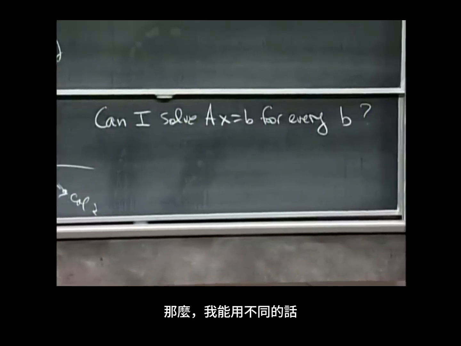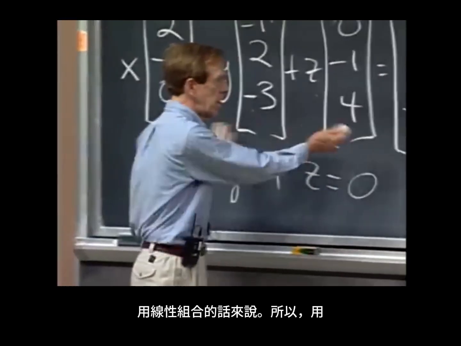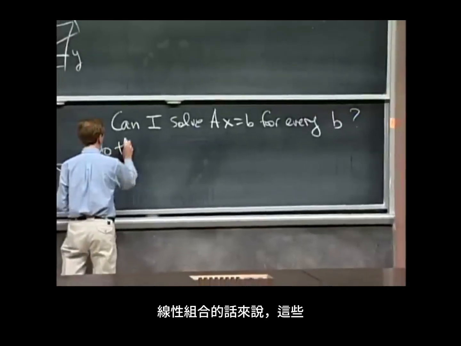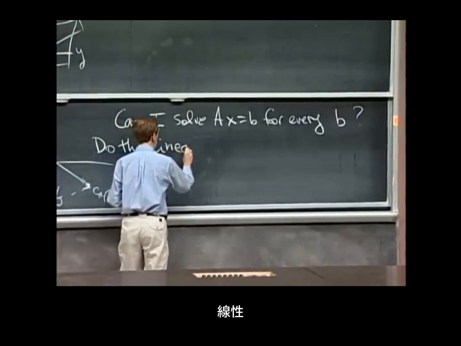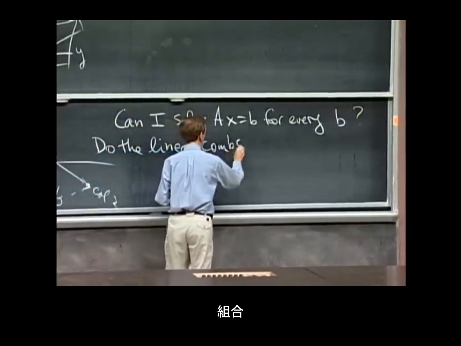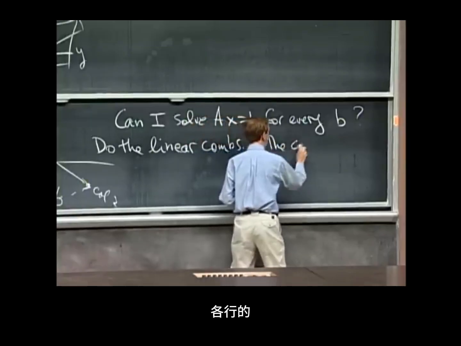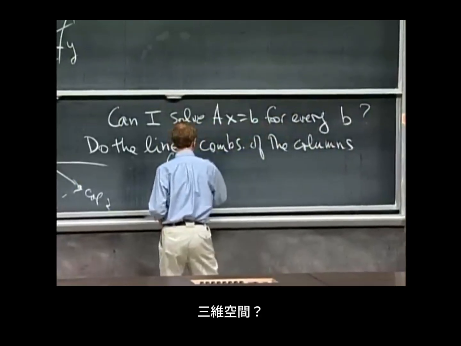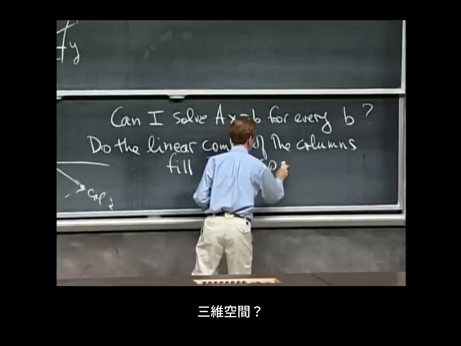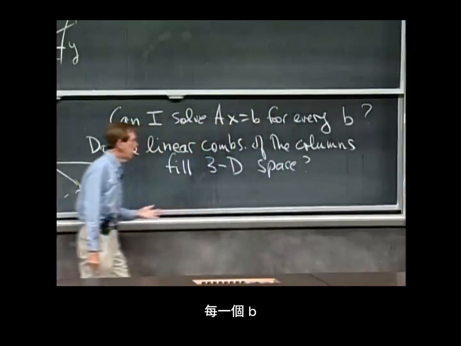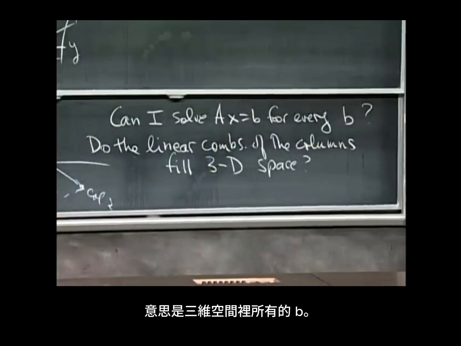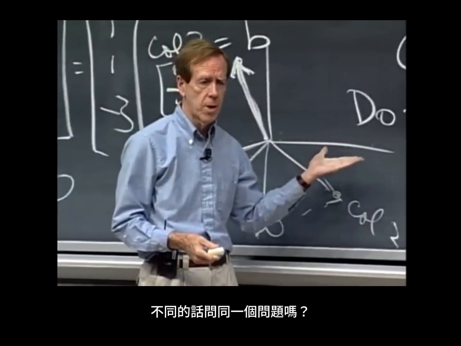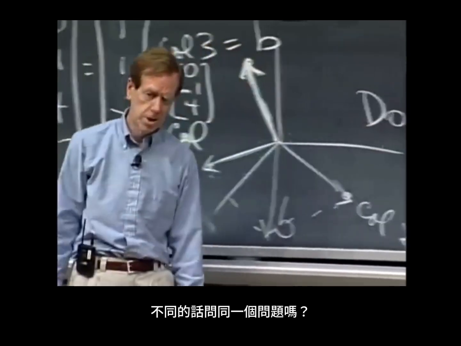So now, can I put that in different words? In linear combination words, do the linear combinations of the columns fill 3-dimensional space? Every B means all the B's in 3-dimensional space. So do you see that I'm just asking the same question in different words?